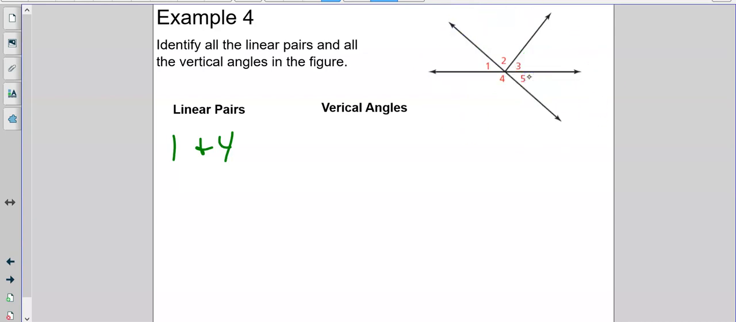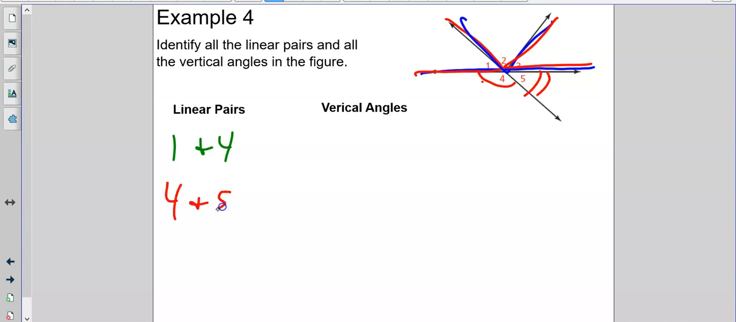Now, if you notice, we also have a line right here. Okay, that is made up of angle 1, angle 2, and angle 3. But again, linear pair only uses two angles, so we're going to go on the other side and say this one and this one. So 4 and 5.